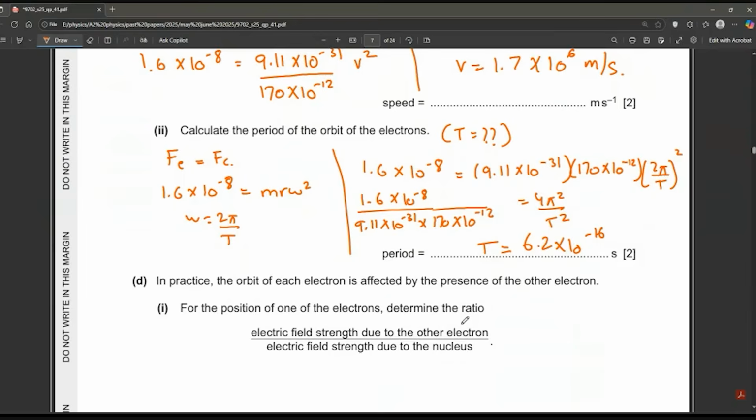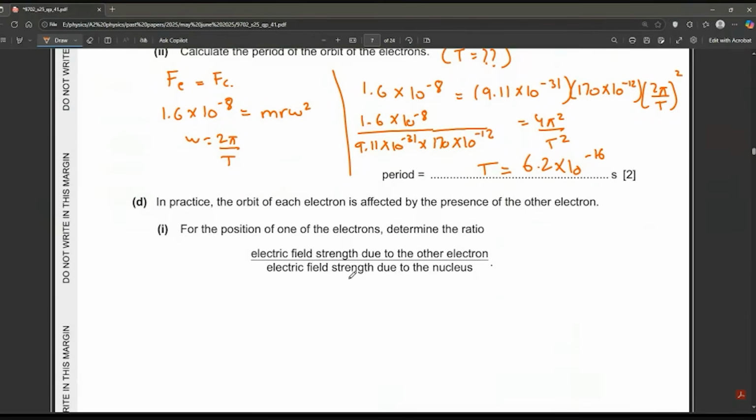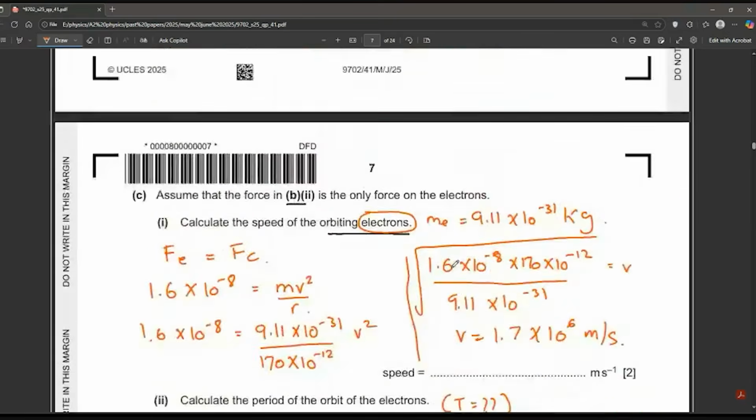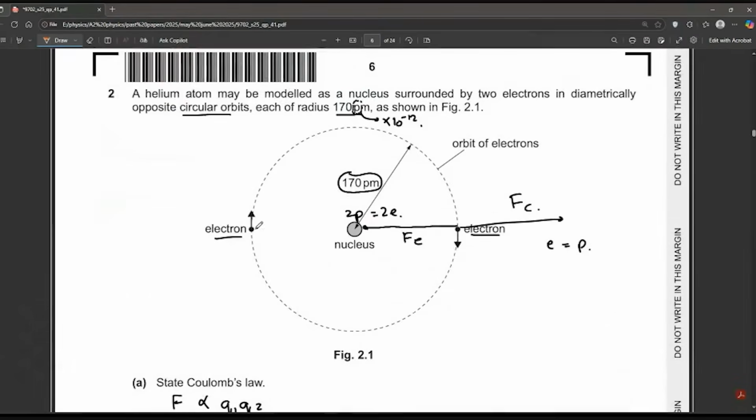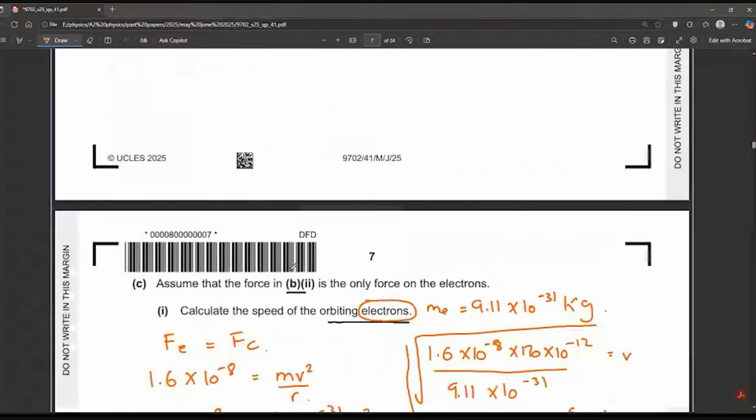Okay, so you have to find the electric field strength due to the other electron divided by the electric field strength of the nucleus. What is the formula of electric field strength? Electric field strength is equal to charge divided by 4πε₀r². Let's first of all calculate the electric field strength of the other electron. Which electron, sir? This electron. Let's find its electric field strength. Let's do that.